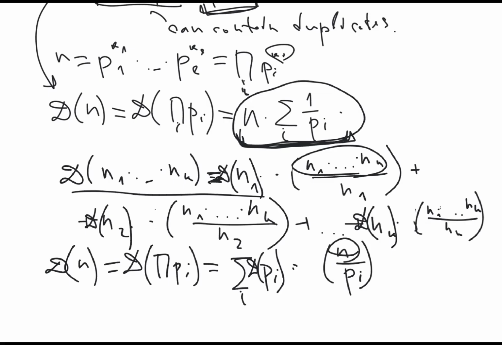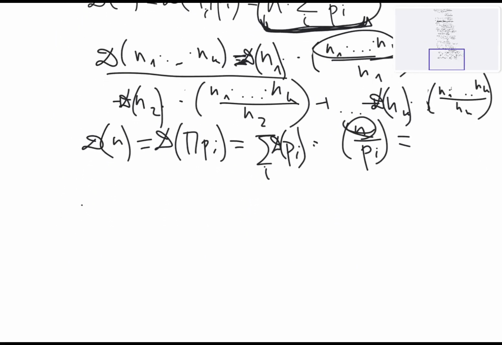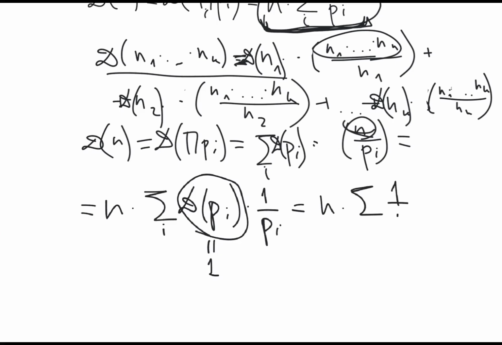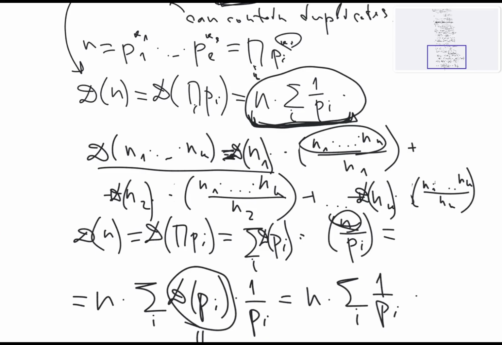So n is a common multiplier, right? So we can write that it's n multiplied by the sum of d of pi over pi, the sum over i. And d of pi is simply 1 because pi is a prime number, right? So this is the product of prime numbers. And so this would be n multiplied by the sum of 1 over pi. So this is basically exactly the formula that I've written.